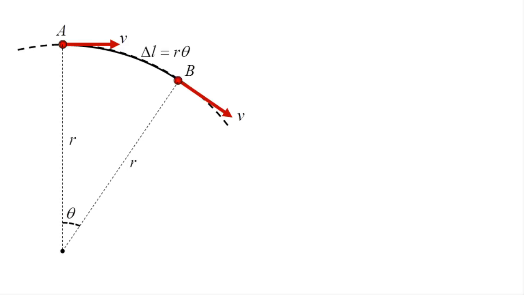Imagine an object moving in uniform circular motion with a constant speed v. During some time interval, the object moves from point A to point B along the circular path. The distance that it travels during this time is the arc length of the circle between point A and point B. This arc length is represented as delta L and is equal to the product of the radius of the circle and the angle between points A and B. Here, the angle is expressed in terms of radians and not degrees.